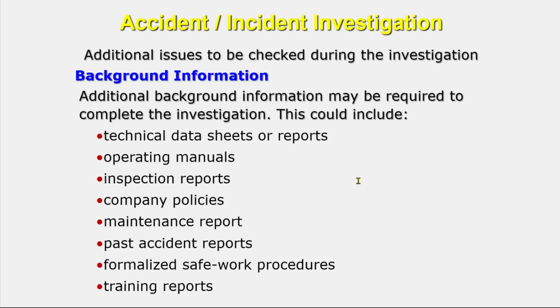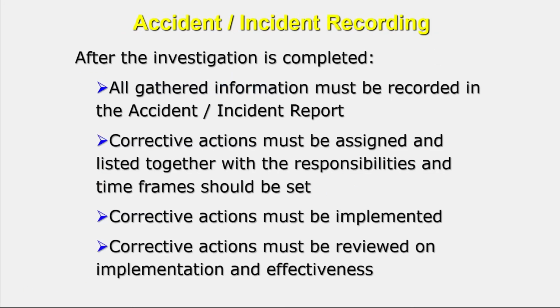Background information. Additional background information may be required to complete the investigation. It could include technical data sheets, operating manuals, inspection reports, company policies, maintenance reports, past accident reports, formalized safe work procedures and training reports. All gathered information must be recorded in the accident investigation report. Corrective actions must be assigned and listed together with responsibilities and a time frame. Corrective actions must be implemented and reviewed for implementation and effectiveness.